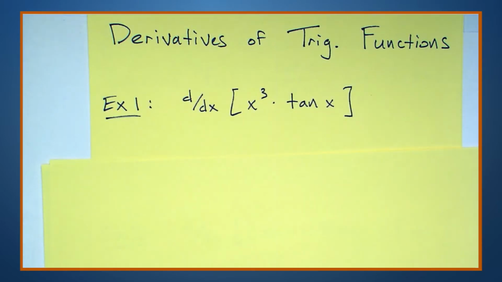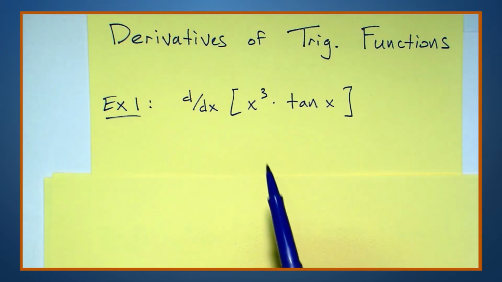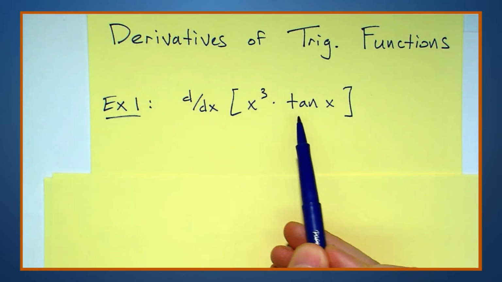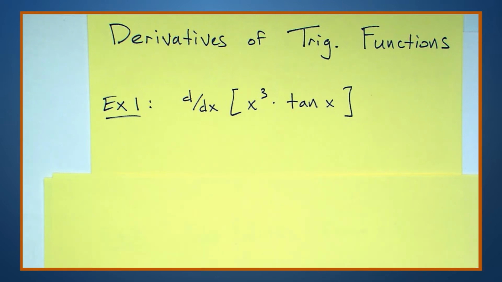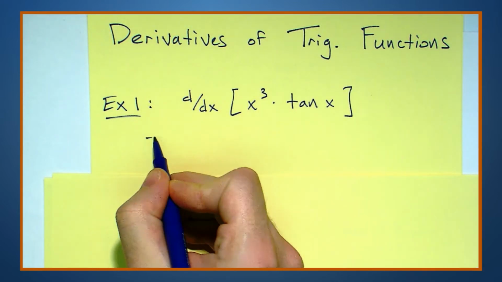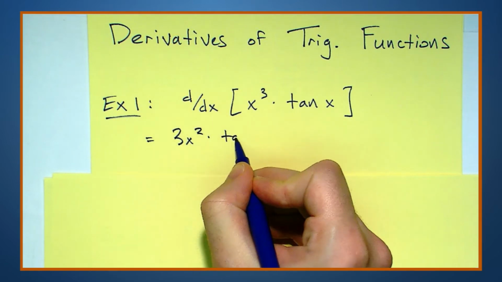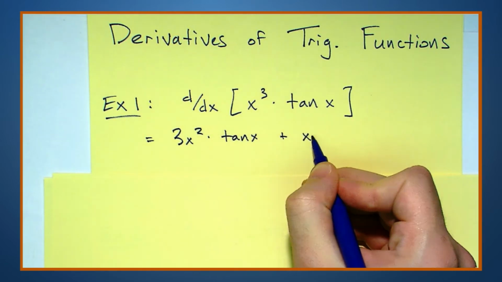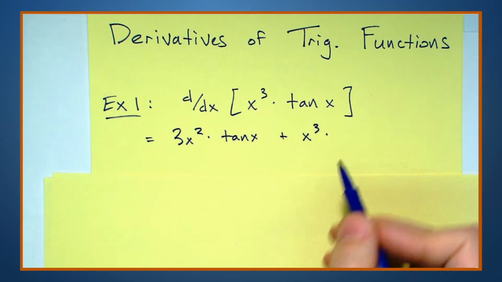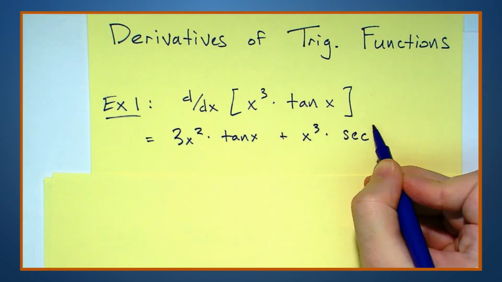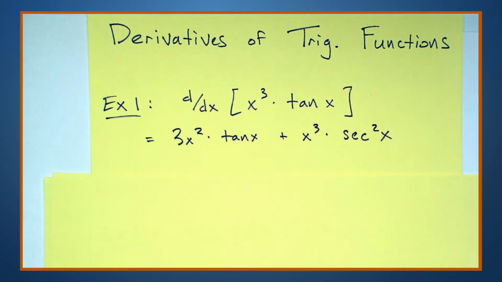Example 1. Find the derivative of x cubed tangent x. I hope it's clear to you that we need to use the product rule for this example. So we'll take the derivative of the first function times the second, plus the first times the derivative of the second, to come up with 3x squared tangent x plus x cubed times the derivative of tangent, which we learned is secant squared x. Moving on.